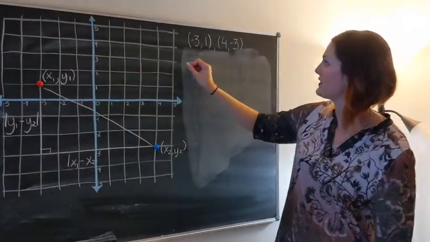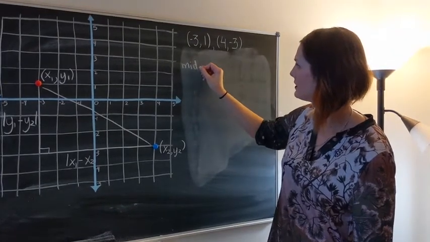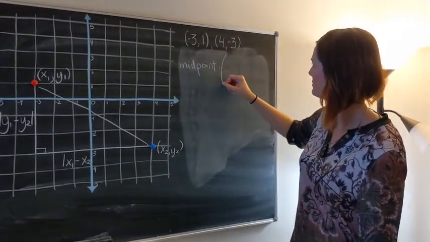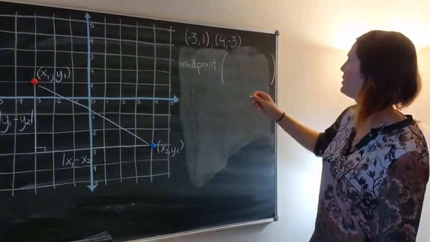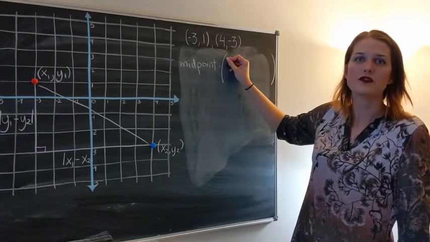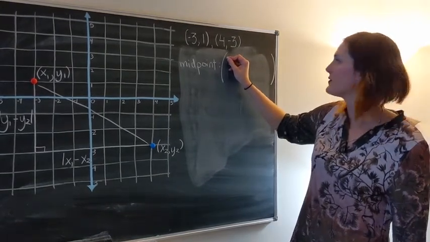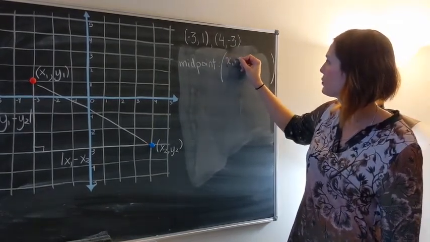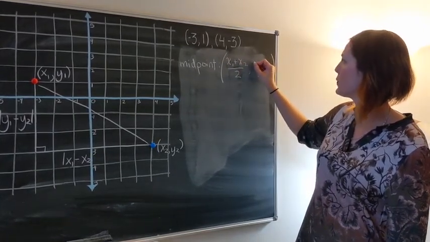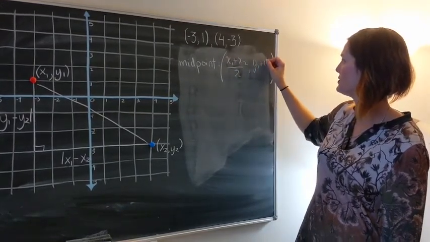For our 2 points then, our midpoint, we want to take the average of the 2 x coordinates. Remember, finding the average of 2 numbers, we just add them together and divide by 2. So this is going to be (x1 + x2) over 2. And our average of our 2 y coordinates will be (y1 + y2) over 2.